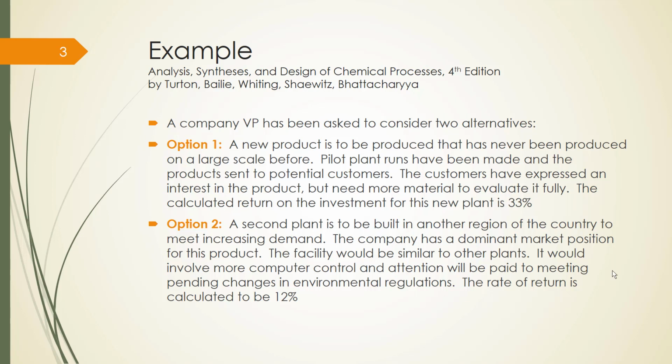A second option is to build another plant similar to what you already have, but it's going to be in another region of the country to meet increasing demand. And you already have a dominant market position for this product, but it's going to be similar to what you already have. It would involve a little bit more computer control, and you will be having to pay attention to what upcoming environmental regulation changes might be. And for this project, the rate of return is 12%, excuse me. So what should you do as the VP?